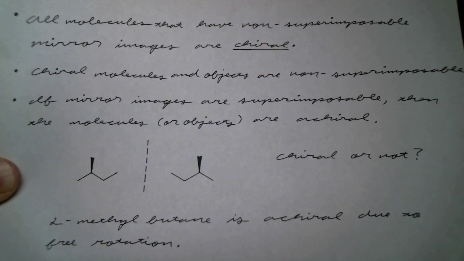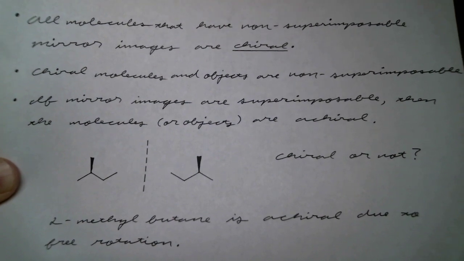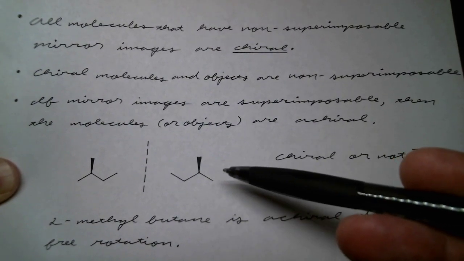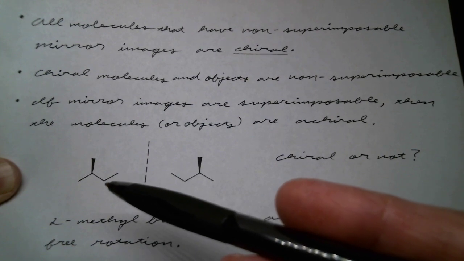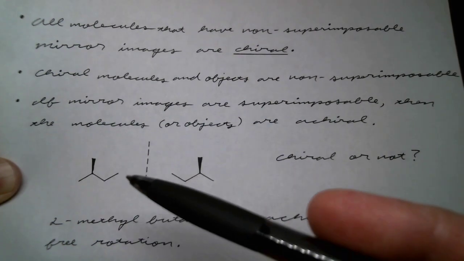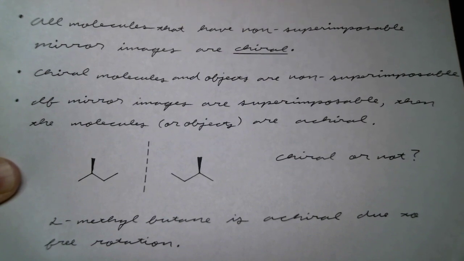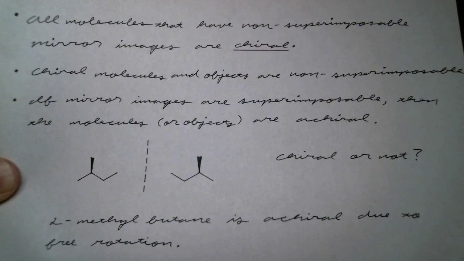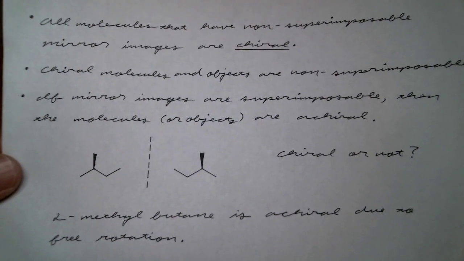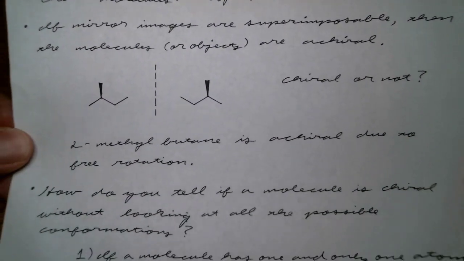And even though it looks like its mirror image is non-superimposable, there is a way you could rotate around carbon-carbon single bonds to make all of the groups and atoms in this reflected mirror image of 2-methylbutane superimpose on the original image. And so we decided that this was achiral. It's kind of difficult to do that for all types of molecules you encounter.